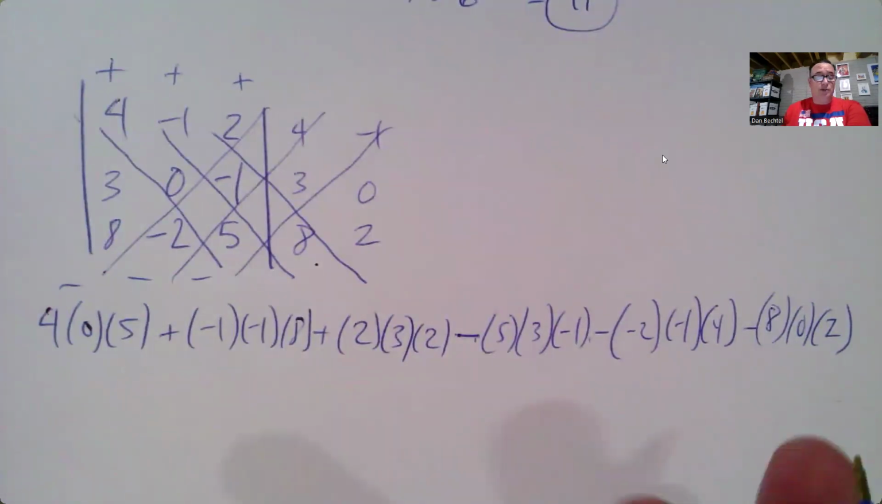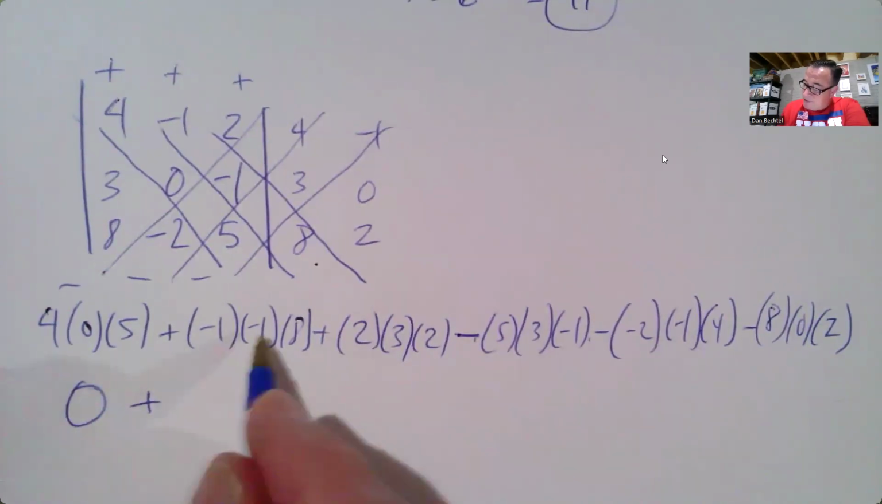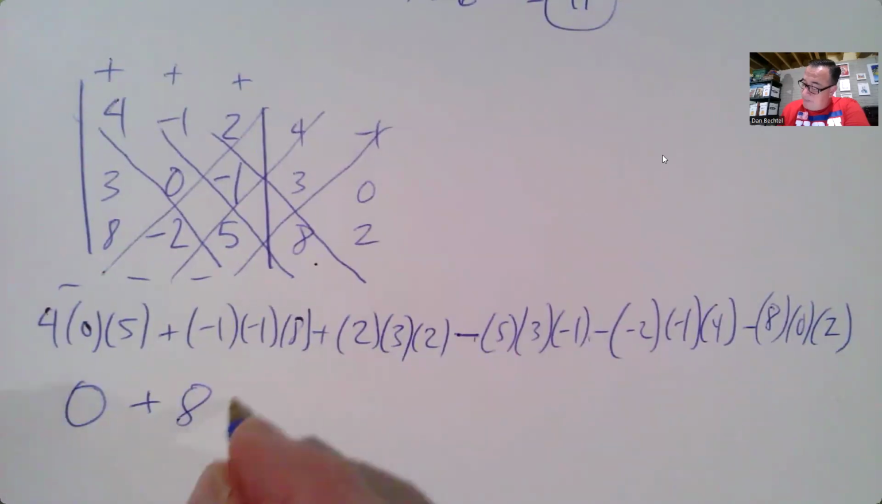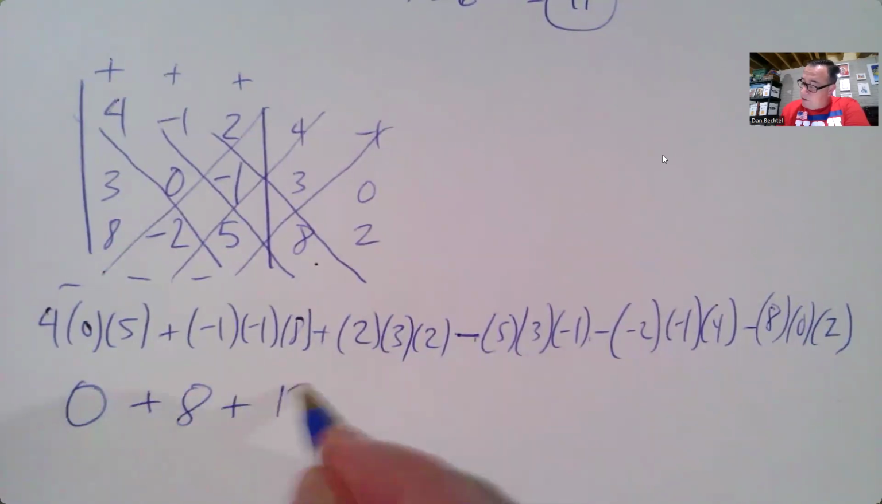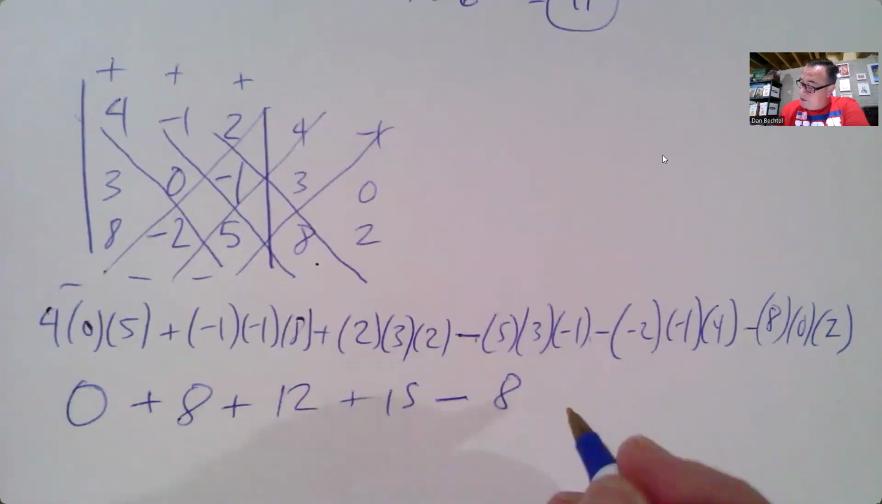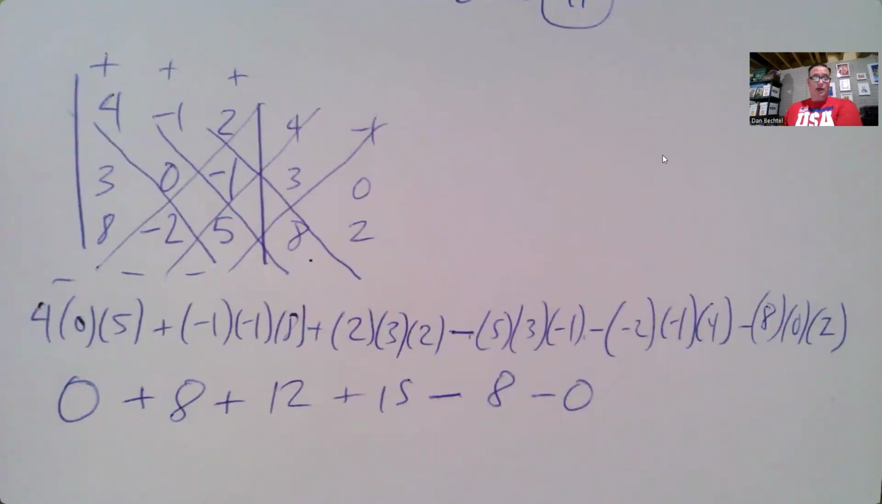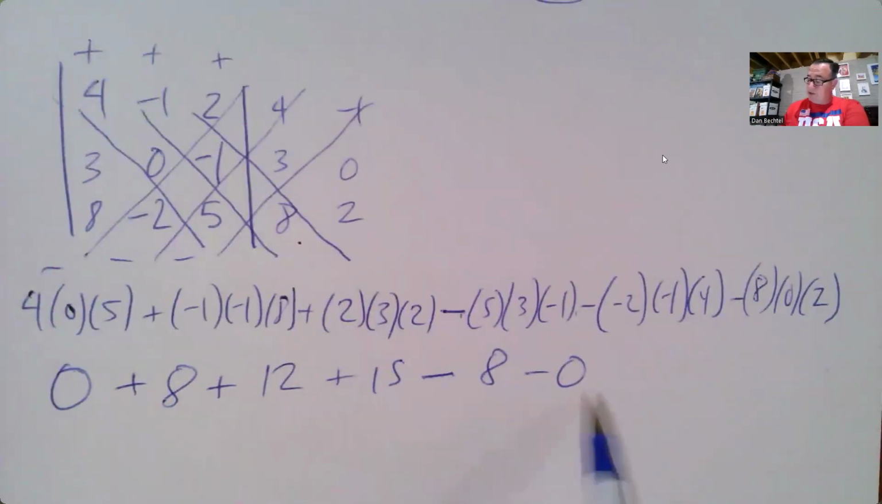Now, I'm going to do the quick multiplication for them, and let's hope that the numbers are easy enough for me to do in my head. 0 plus, these negatives cancel with the 8, so 0 plus 8 plus 12 plus 15 minus 8 minus 0. The nice thing about this is the ones with the zeros go away quick, and we've only got 6 numbers to put together.